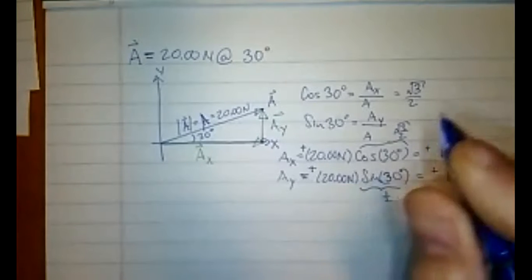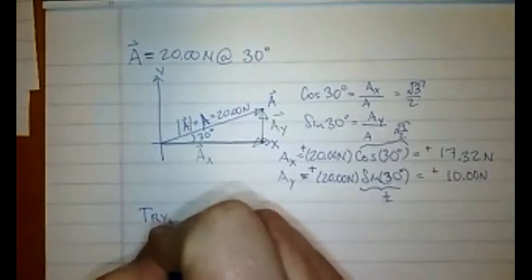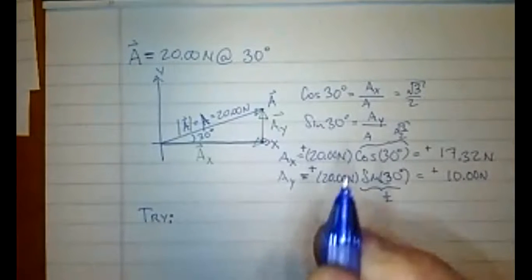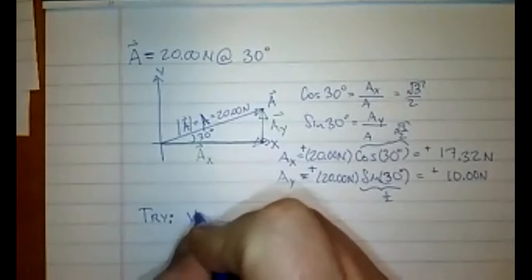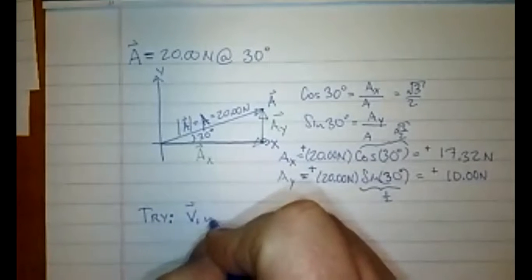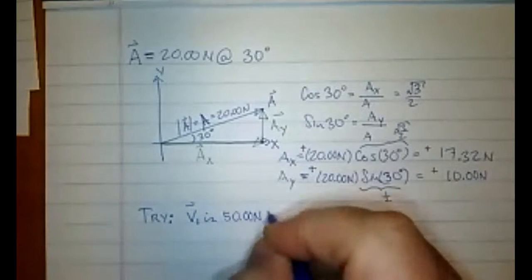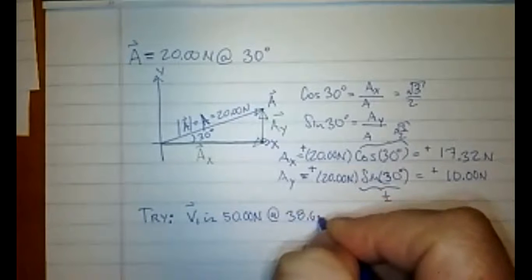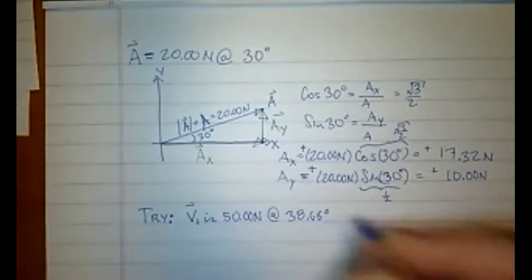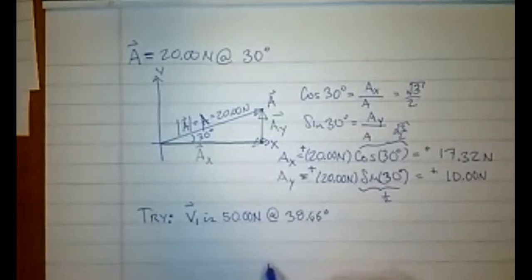Then look back, and I'm going to actually give you 2 problems to try. So here are the ones I suggest you try. What I want you to do is perhaps write down what the vector I'm saying is. V1 is going to be 50.00 newtons, and that's going to be at an angle of 38.66 degrees. Pause that, try to find its X and Y components, and then come back to this.